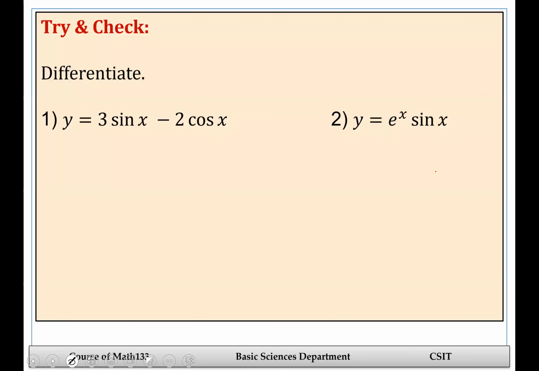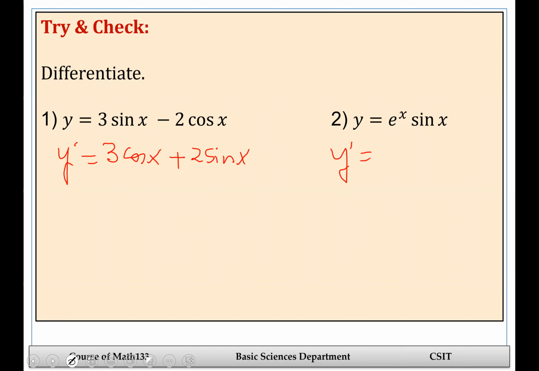And also same for the try and check. I will differentiate the y. So 3 sine x, the derivative is 3 cosine x. And then minus 2 cosine x, the derivative will give plus, since the derivative of cosine is minus sine, so it's plus 2 sine x. And that's it. We keep the result like that. Now we go to the example number 2.